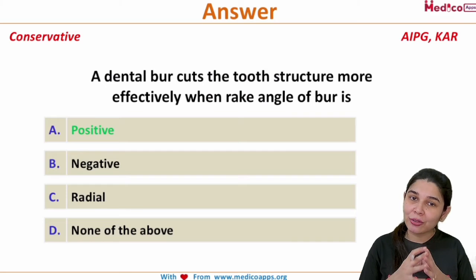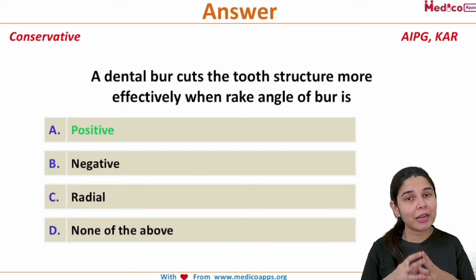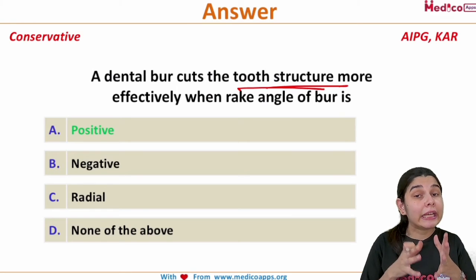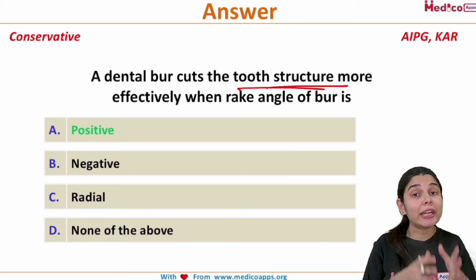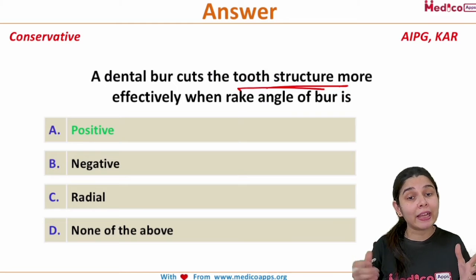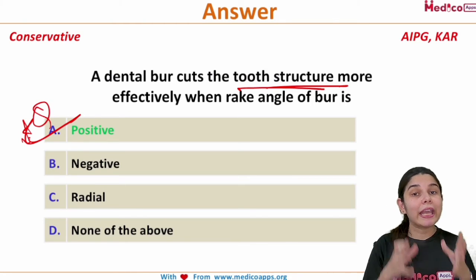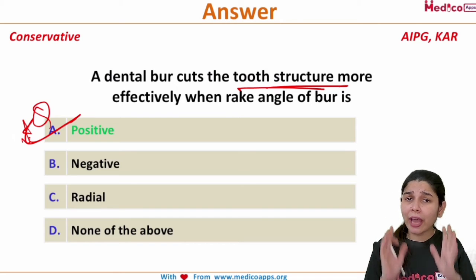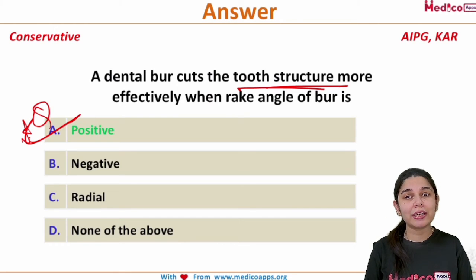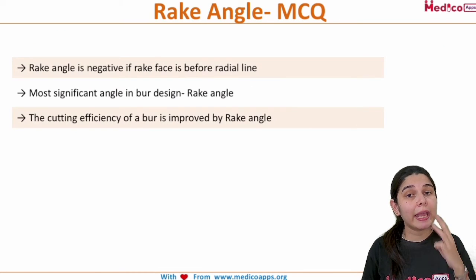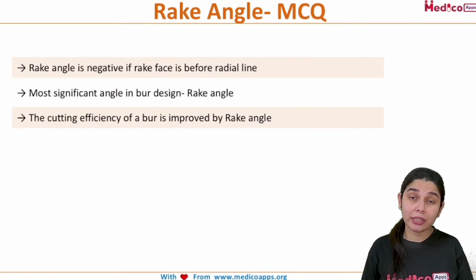So now, can you answer the question: the dental burr cuts the tooth surface more effectively? The cutting efficiency is increased when the angle is positive. Yes, the answer for our question is A, positive. I hope you are now able to understand this. But quickly, I want to also mention three important MCQs which are based on this rake angle.